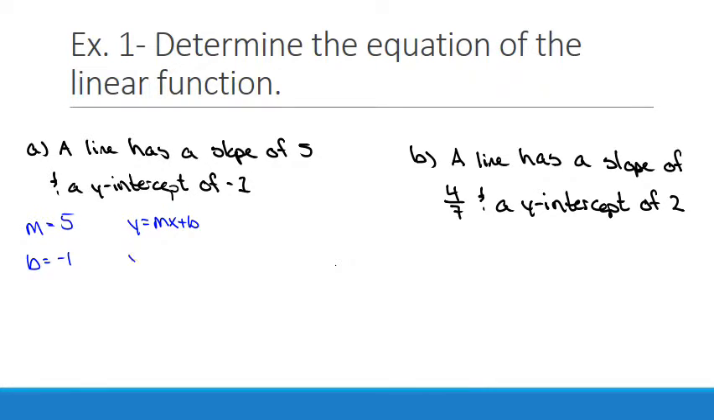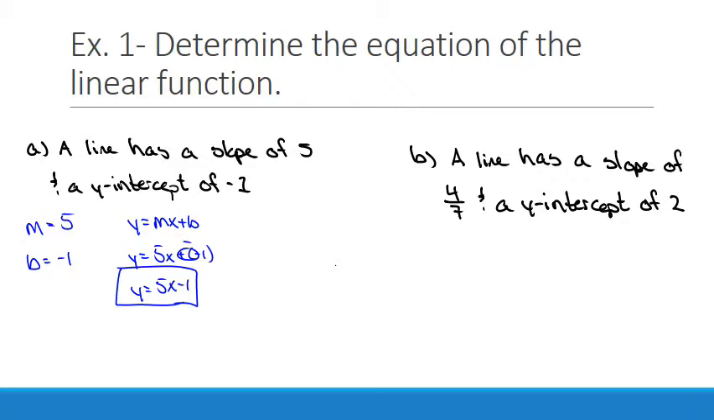y = mx + b, so y = 5x + a negative 1, we'd have our sign change, y = 5x - 1. Feel free to do that in one step next time, but there is your sign change as well. And there we go. That's it. That is expressing a linear function in slope-intercept form.